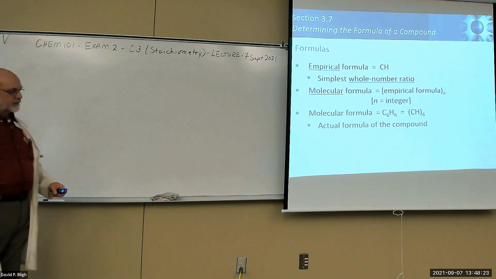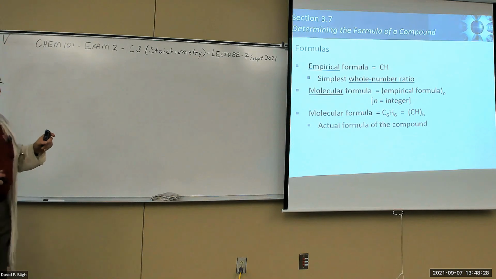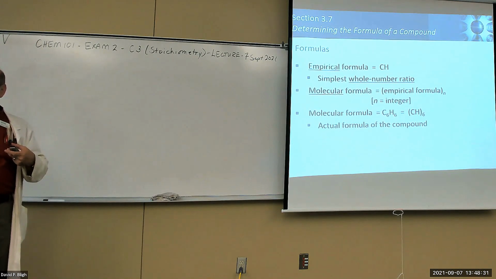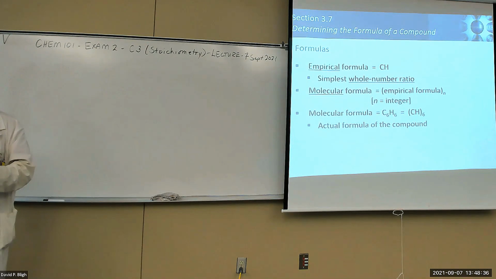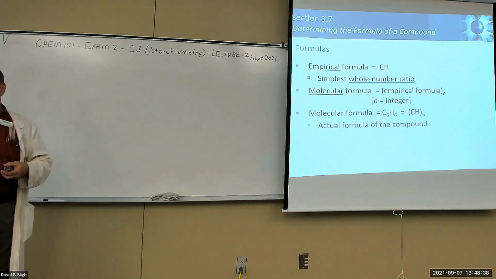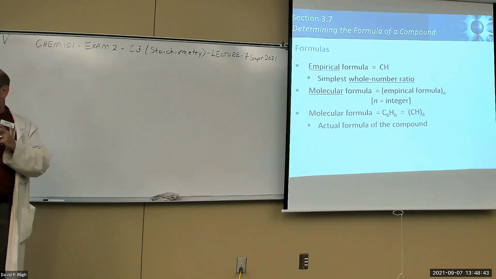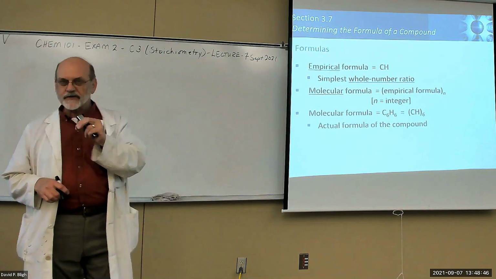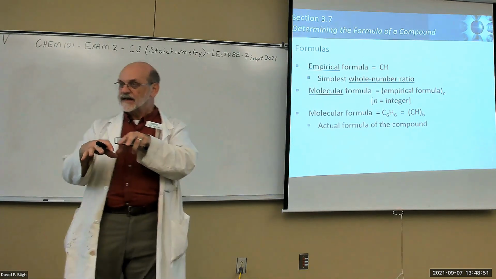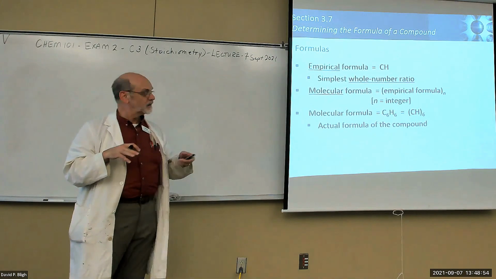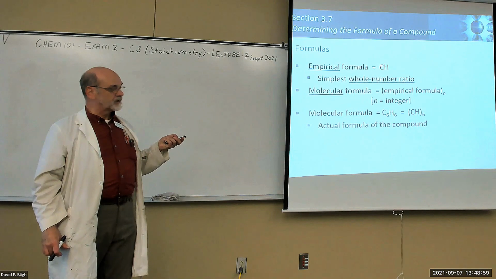Now I am going to take time to describe this. This is extremely important. This is the way we take percent composition and determine the molecular formula for a compound. First, we go through stages. We're given percent by mass of each of the elements in the compound. That's given information. We take that and we determine first the empirical formula. That is, what is the simplest whole number ratio of atoms in the compound?